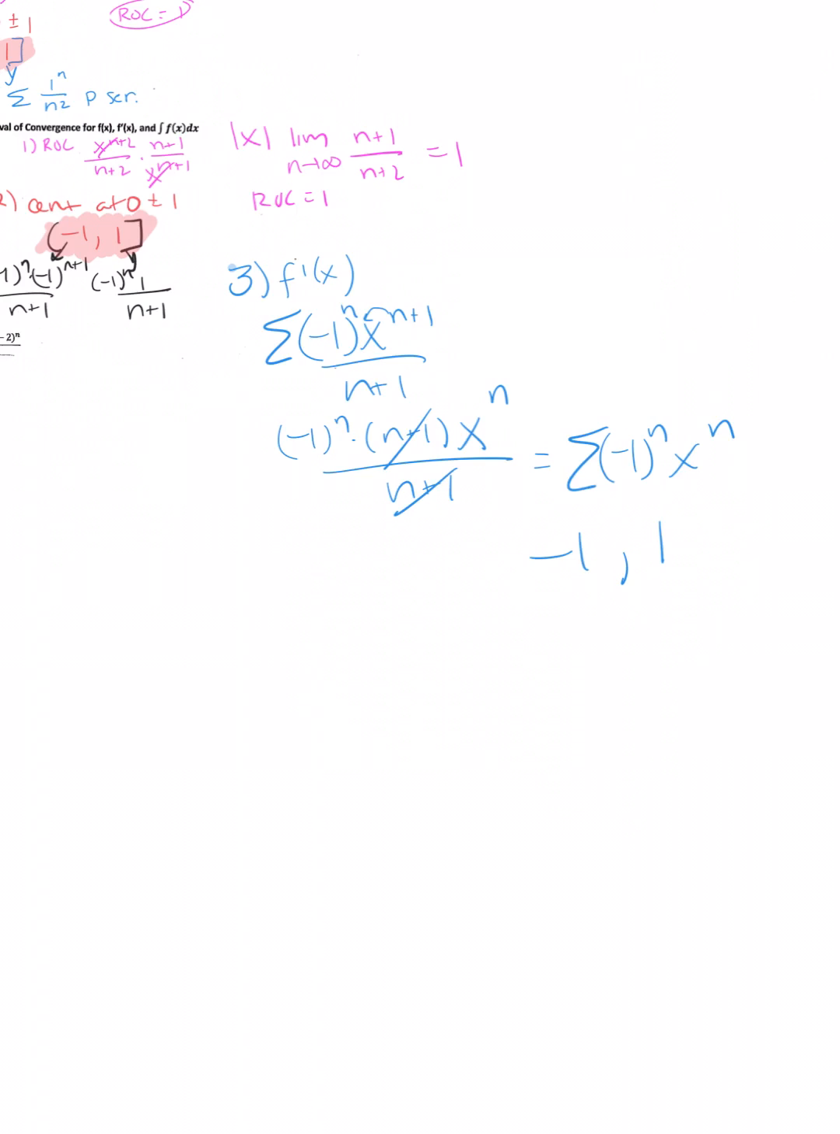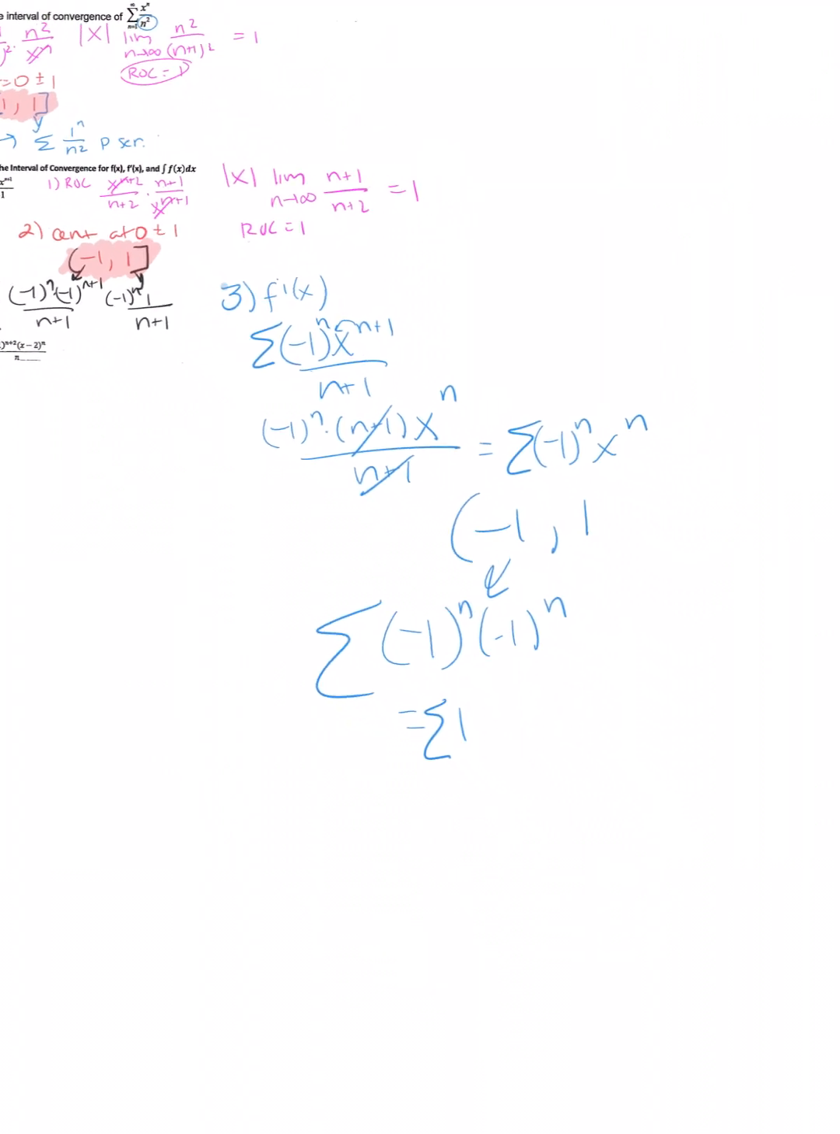So clearly if I plug in negative 1, I have negative 1 to the n times negative 1 to the n, which is going to give me positive 1. That's going to diverge. So that's going to give me a parenthesis. If I plug in positive 1, I'm going to have negative 1 to the n times positive 1 to the n, which is going to just give me negative 1 to the n. That's also going to diverge. So my derivative here will, in fact, diverge on both endpoints.